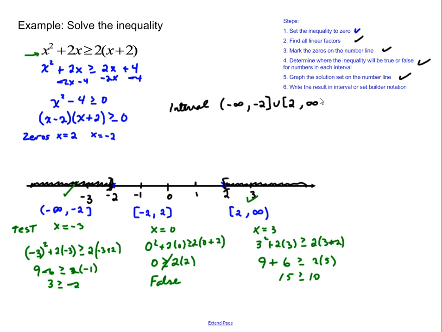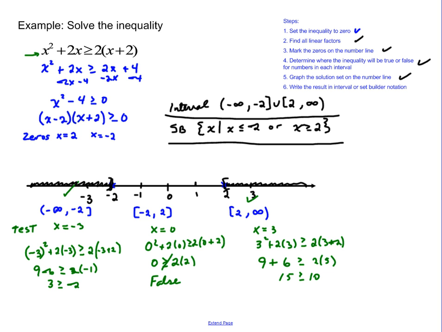Now, if we're using set builder notation, it would be similar, except that we would say the set of all x such that x is less than or equal to negative 2, or, in place of the union, x is greater than or equal to positive 2, and that would be our solution set in the set builder notation. That's it. More to come in the next videos.